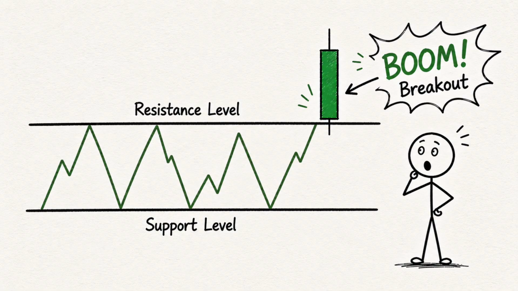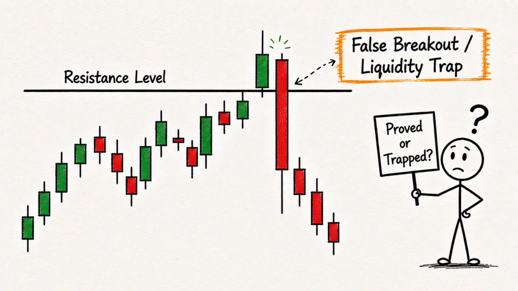2. Breakouts. Now imagine price has been trapped between the same resistance and support for hours, or even days. Then suddenly, boom, price breaks out. Most traders immediately jump in, and that's exactly where the trap can begin. Because markets produce plenty of false breakouts. Price can break above resistance, trigger breakout buyers, take liquidity, and then collapse straight back into the range.